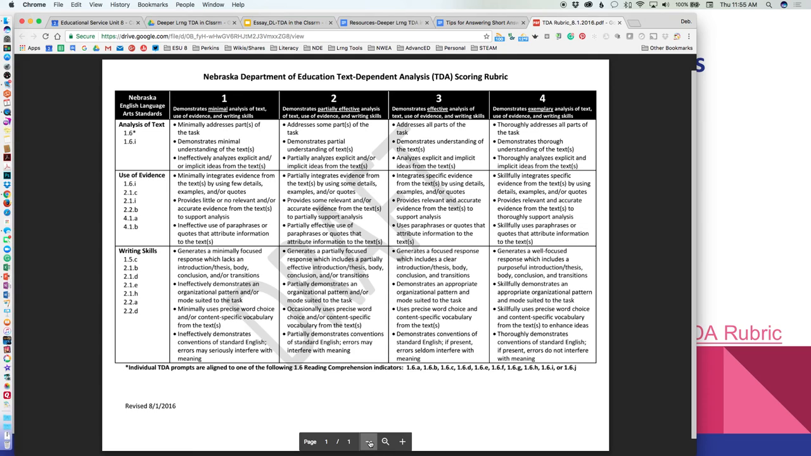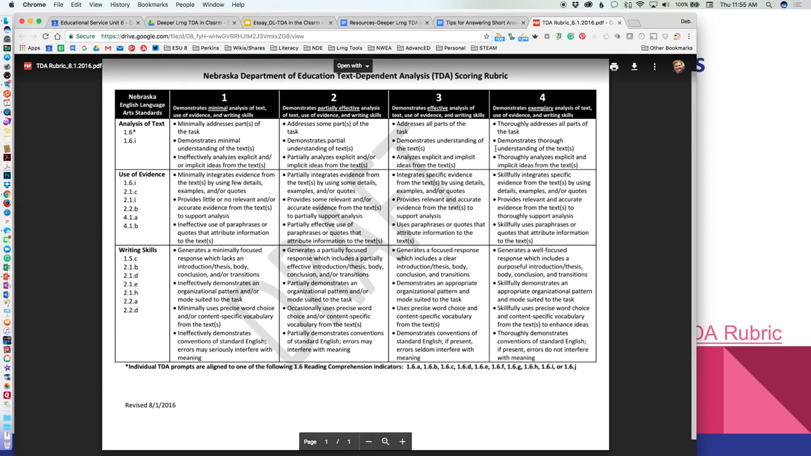Now, we notice on this rubric that it has four scoring points that our students can score at, and it has three domains on which they are scored. Each domain at each scoring point has bullets: analysis of text and use of evidence have three bullets, and writing skills have four bullets that we're looking at. Now, when you're looking at the Nebraska rubric, it's very important that we look at the underlined keywords and the black bar.